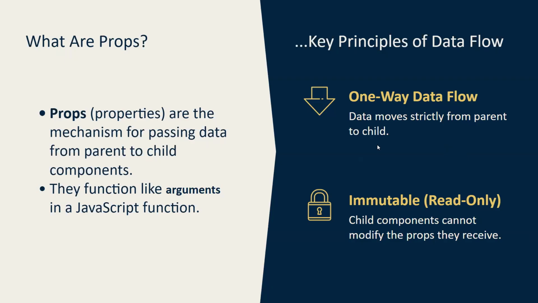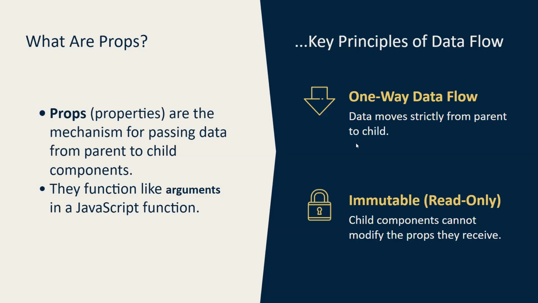Now, there are two key ideas here. First, React uses one-way data flow. That means that data will always move from parent to child and not the other way around. And second, props are read-only. A component can use the props it receives, but it should never try to modify them directly. For example, if a parent passes a name prop into a child, the child can display that name, but it should not try to change it.